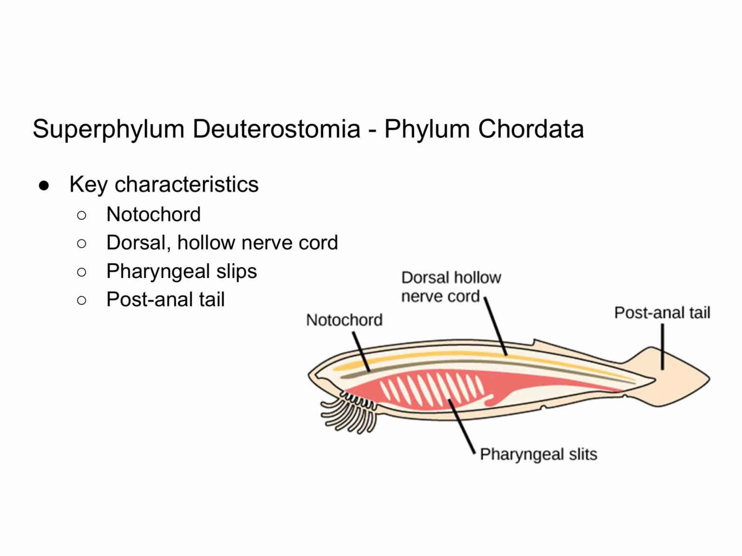The other phylum in the superphylum Deuterostomia are the chordates, or phylum Chordata. And some of the key characteristics of chordates are that they have a notochord. And this notochord is kind of like a precursor to a spinal cord, so a spine or vertebral column. They also have a dorsal hollow nerve cord, which is kind of like a precursor to a spinal cord.